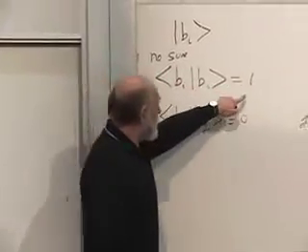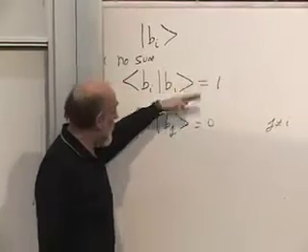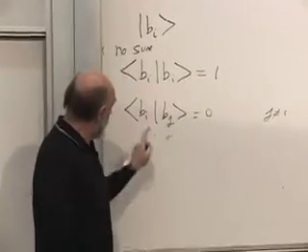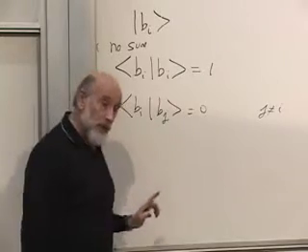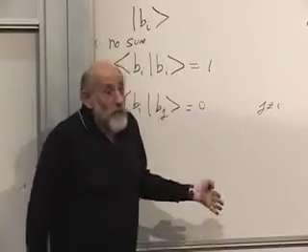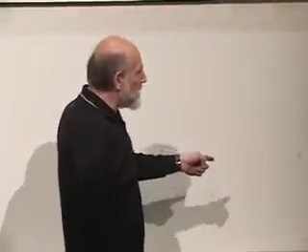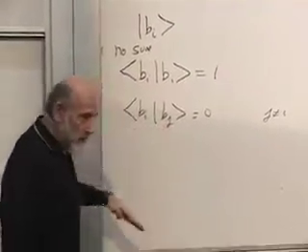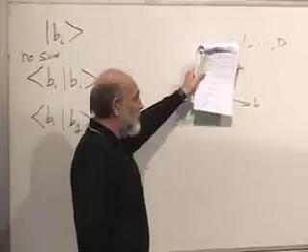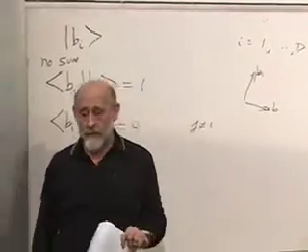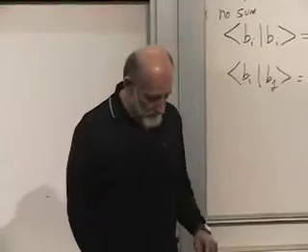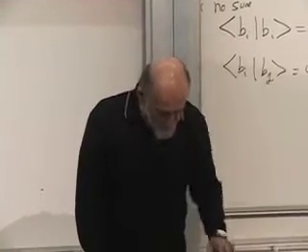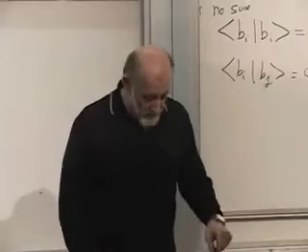A vector of unit length is called normalized, or normal. A normal vector is unit length. A set of vectors which are mutually orthogonal to each other are called mutually orthogonal. If they're both normalized and orthogonal, they're called an orthonormal collection of vectors. And if there are d of them, then they're a basis of vectors for the vector space. We'll see what that means in a moment. It means you can easily expand any vector in terms of them.